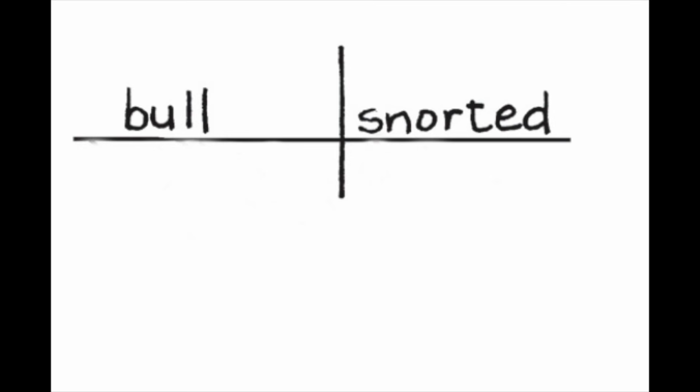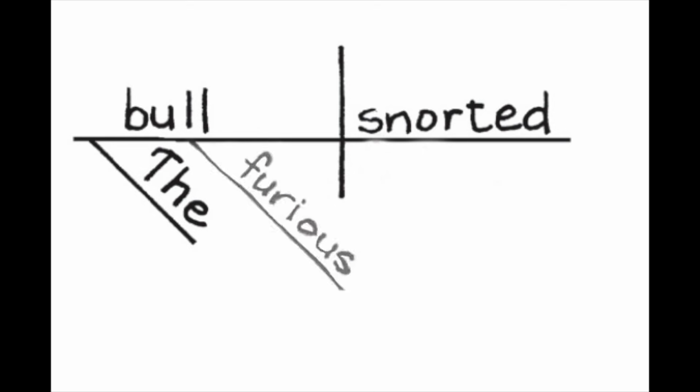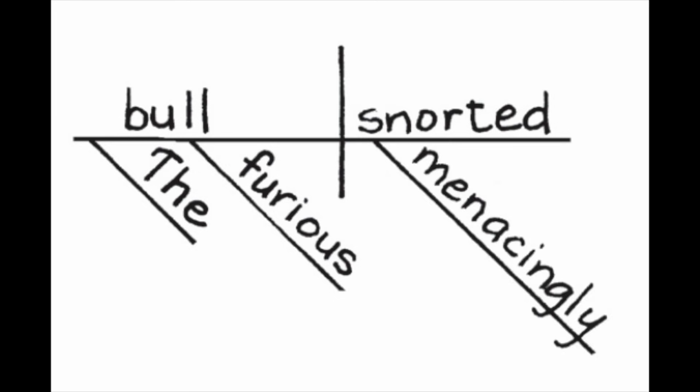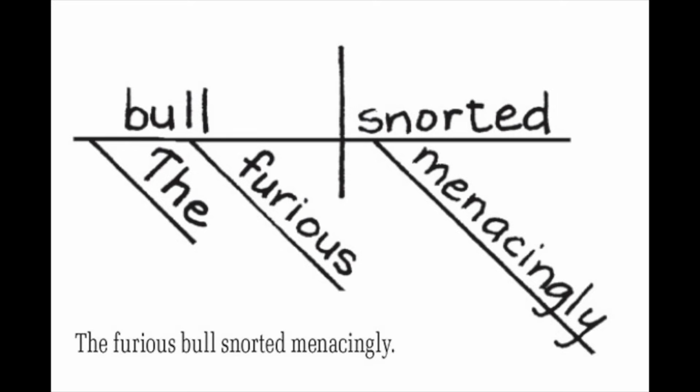We always want to keep our modifiers in the same order in which they appear in the sentence. So we start with a slanted line for the article adjective the. Notice that we keep the capitalized on the diagram so that our diagram represents that this word is the first word of the sentence. Then we draw a separate slanted line for the descriptive adjective furious. Each adjective gets its own line, and each adjective goes underneath the noun or pronoun it describes. Finally, we will add our adverb. Menacingly tells how the bull snorted, so we draw it on a slanted line just like our adjective lines, but we place it under the verb since it is modifying the verb.